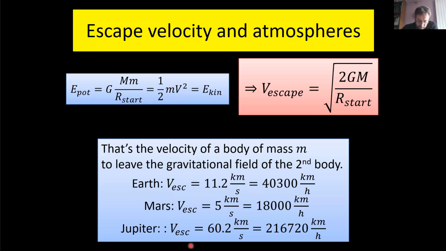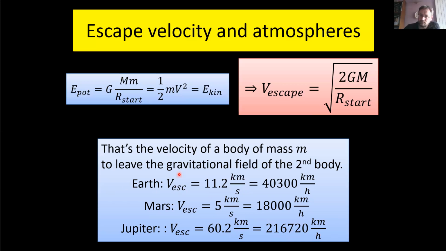For Jupiter, we are at 60.2 kilometers per second, but that is of course still small compared to the speed of light. Remember the escape velocity from a neutron star? 100 to 150,000 kilometers per second, sorry. Half a third of the speed of light. For a black hole, of course, it's infinite, so we can't escape, by definition. In terms of Jupiter, we would need 216,720 kilometers per hour.